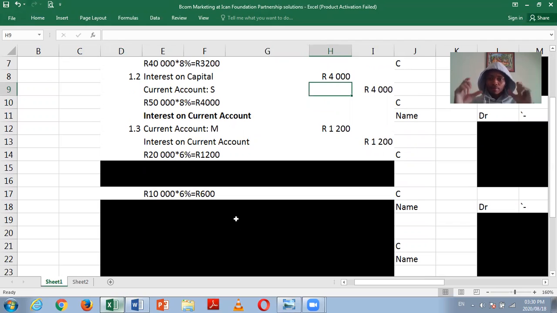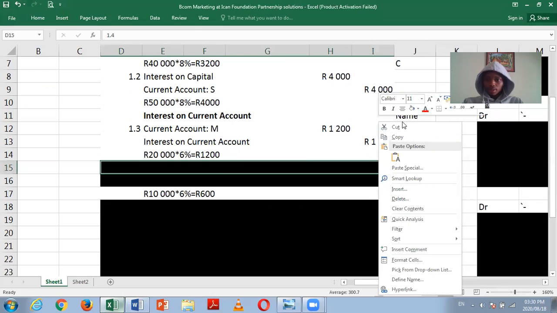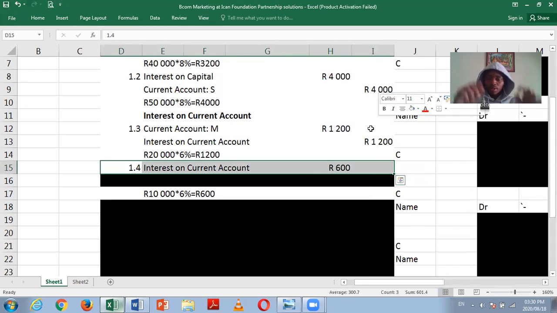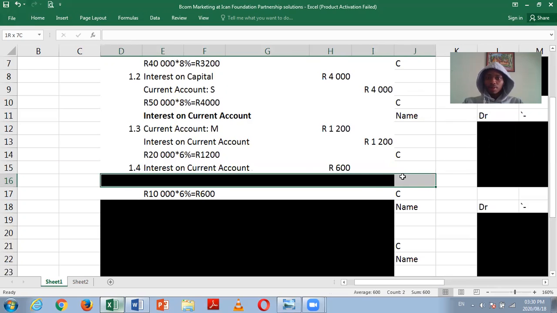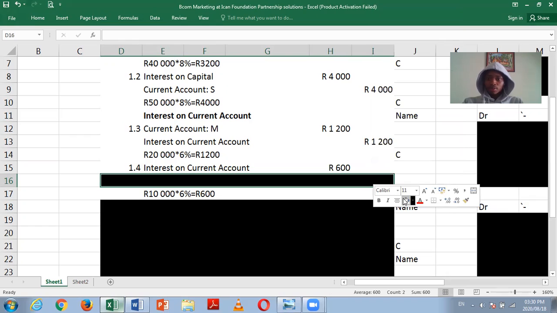Partner S is having a favorable current account. So on the side of the partnership, they have to pay partner S interest on current account. The fact that they have to pay that amount, we're going to debit what? Interest on current account, because it's more like an expense to the partnership. And then the current account will be credited, because now the partner is earning that interest based on the favorable balance. So we're going to credit the current account for S.